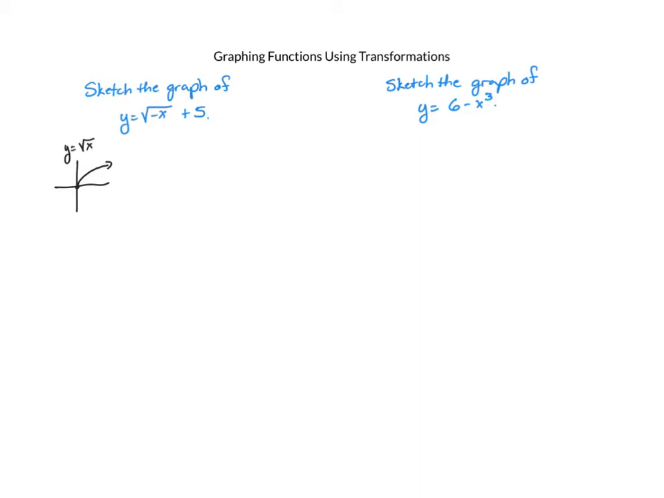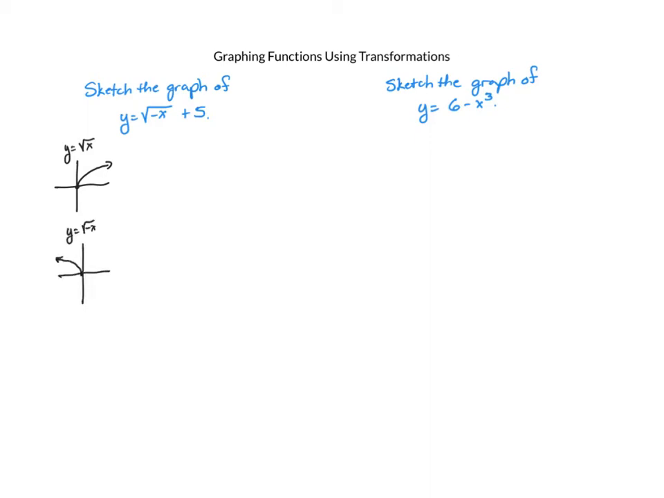But notice what happens here. We have a negative inside, and when we have a negative in front of the x, remember it's going to be a reflection across the y-axis. So if we were going to graph y equals the square root of negative x, our graph would look like this.